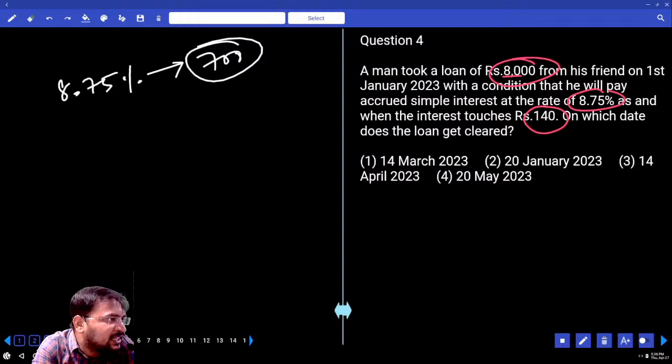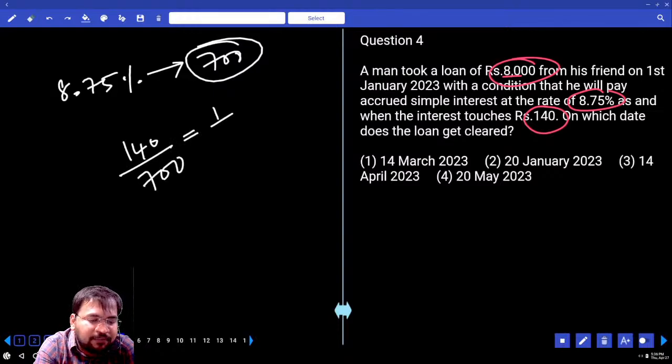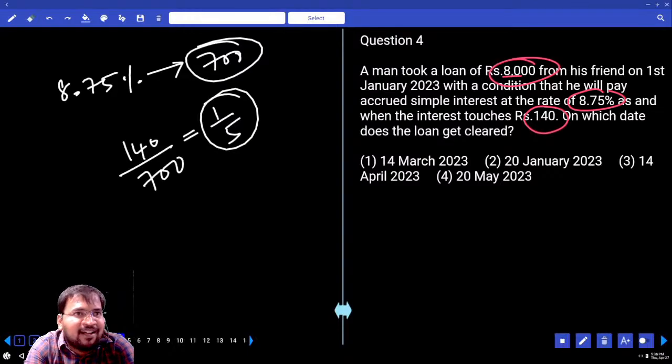But we got 140. So 140 is how much part of 700? 1/5 part. Therefore the time period is 1/5 of a year. 1/5 of a year is nothing but 73 days. In a year 365 days are there: 73 times 5, 3 fives are 15, 15 plus 350, 365. Exactly 1/5. Number of days is 73. The starting date is January 1st. From January 1st onwards, 73 days. It's not possible to get January, it's not possible to get May, it's not possible to get April.